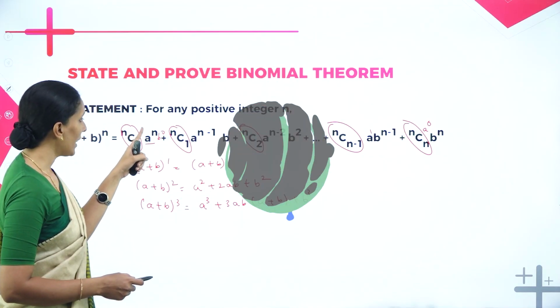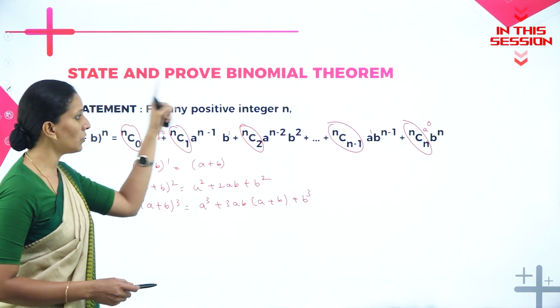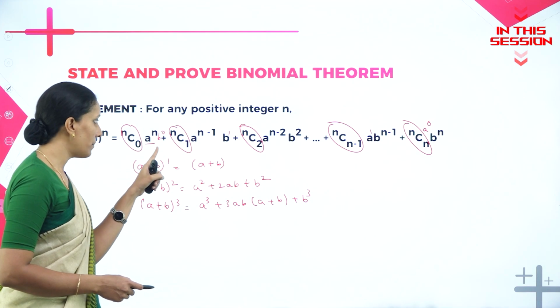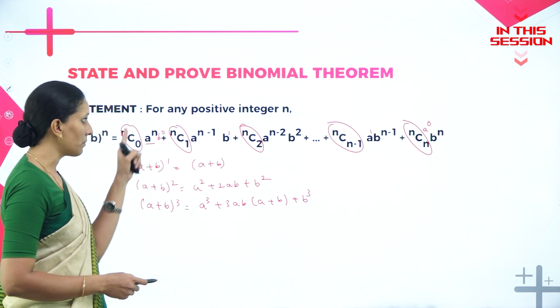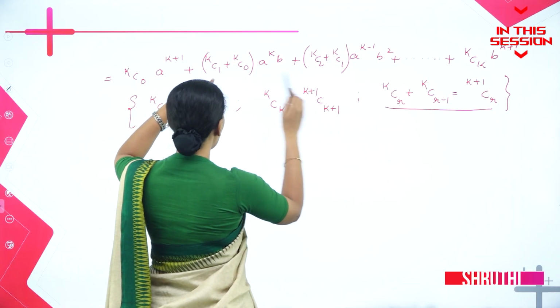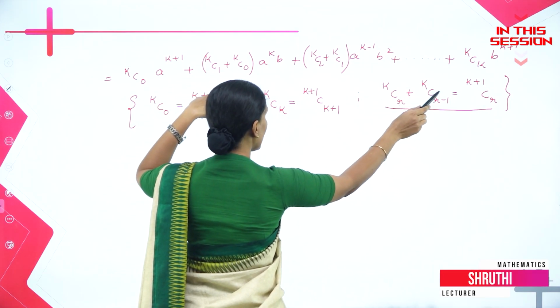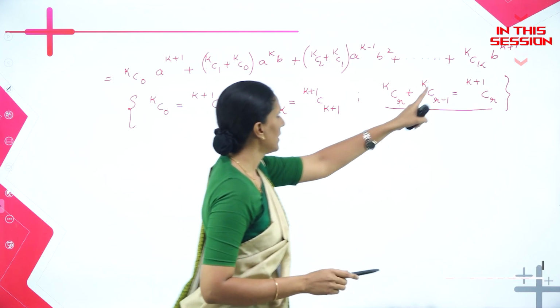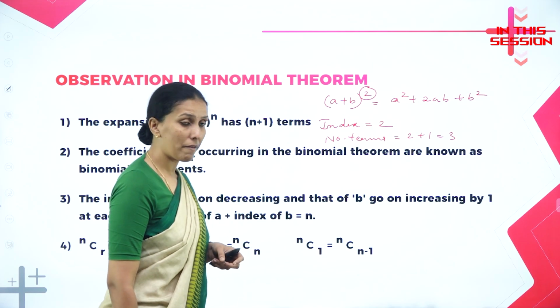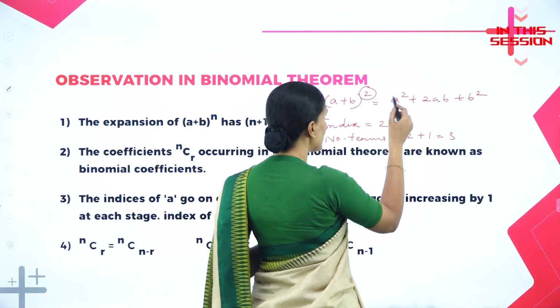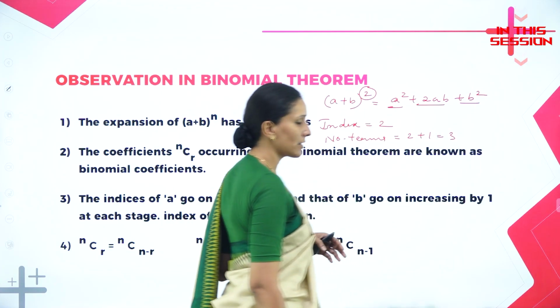The power of a decreases from first to last term, whereas the power of b increases from first term to the last term. If I take r as 1 here, then it is kC1 plus kC0, which can be written as (k plus 1)C1. Index is nothing but power. So the power is 2. So if we expand this, then the number of terms in the expansion is 3.